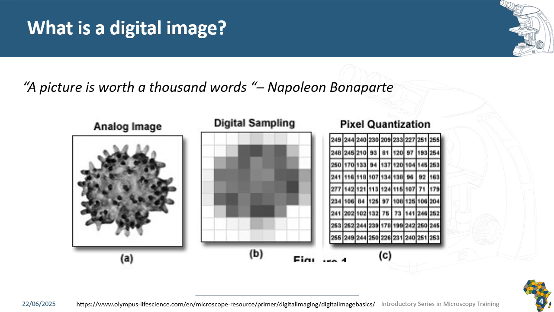So starting from an analog image, the real object of interest that you are acquiring with a camera, with your microscope, you sample it in coordinates, like a matrix of points called pixels, and each pixel is then quantized in terms of intensity.